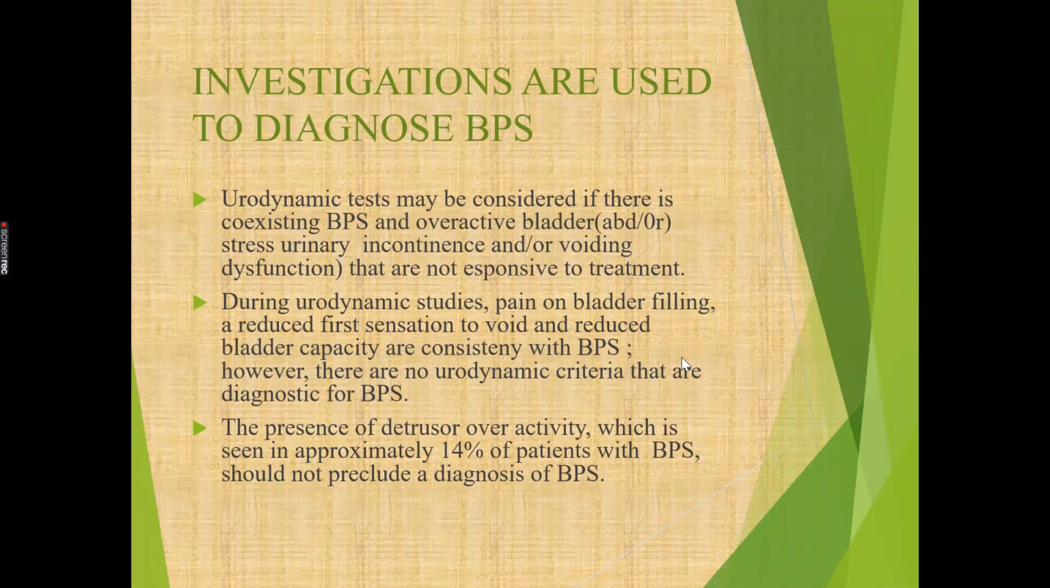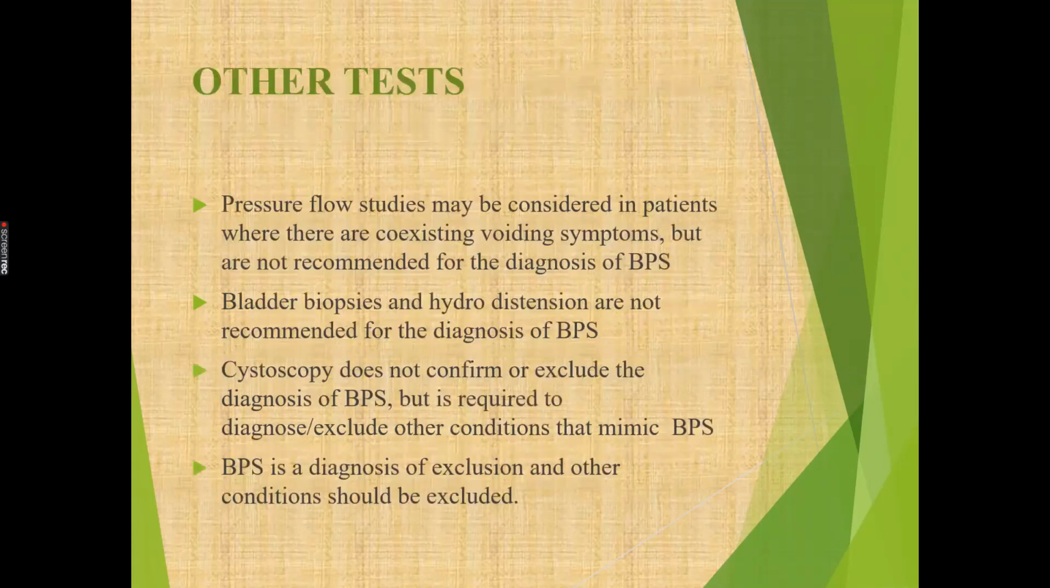The presence of detrusor overactivity, seen in approximately 14% of the patients with BPS, should not preclude a diagnosis of BPS. Other tests include pressure flow studies, which may be considered in patients where there are coexisting voiding symptoms but are not recommended for the diagnosis of BPS. Bladder biopsies and hydrodistension are not recommended for the diagnosis of BPS. Cystoscopy does not confirm or exclude the diagnosis of BPS, but is required to diagnose or exclude other conditions that might mimic BPS. BPS is a diagnosis of exclusion. So you have to remember this fact that bladder pain syndrome is a diagnosis of exclusion.